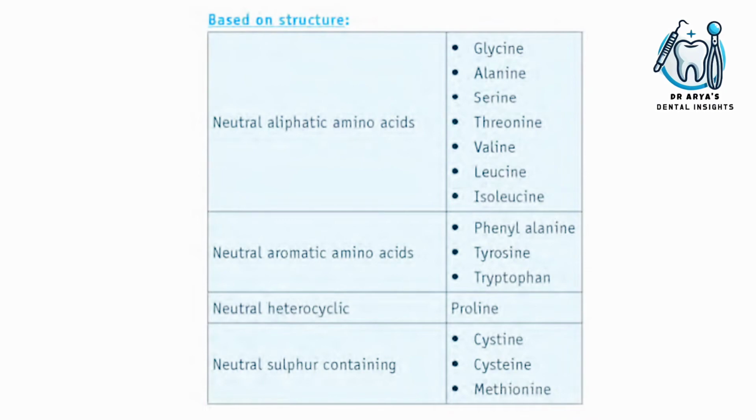So these are the various amino acids. Aliphatic amino acids are glycine, alanine, serine, threonine, valine, leucine, and isoleucine. Then neutral aromatic amino acids are phenylalanine, tyrosine and tryptophan. Then neutral heterocyclic is proline only. Then sulfur containing are cysteine and methionine.